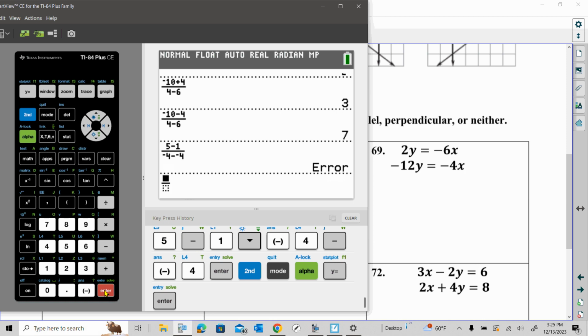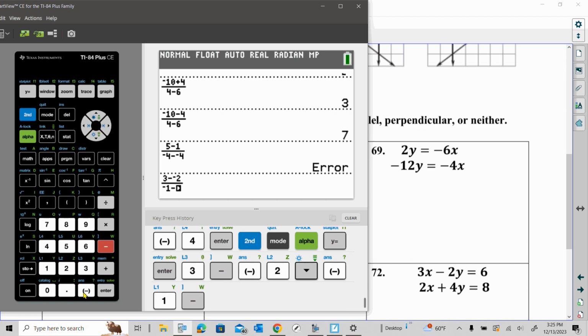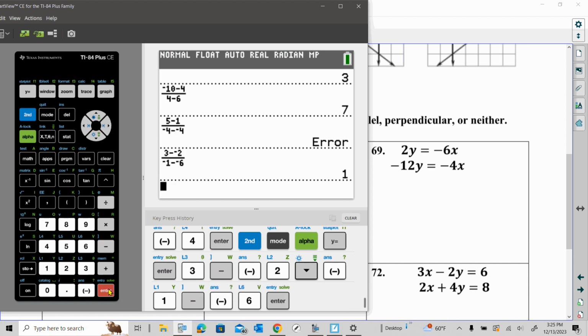So for the AB, we're doing 3 minus a negative 2, and then we're putting that over our negative 1 minus negative 6. And we're going to hit enter, and we get 1 for that answer for AB. Then we're going to do our CD.